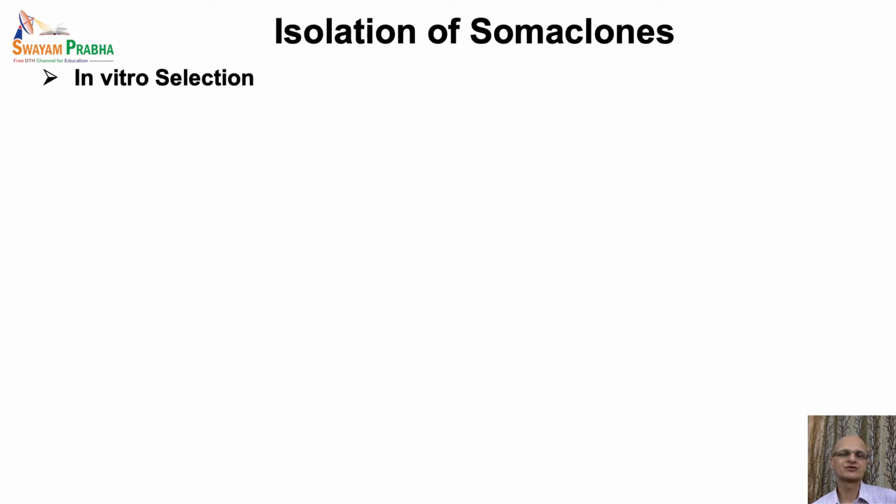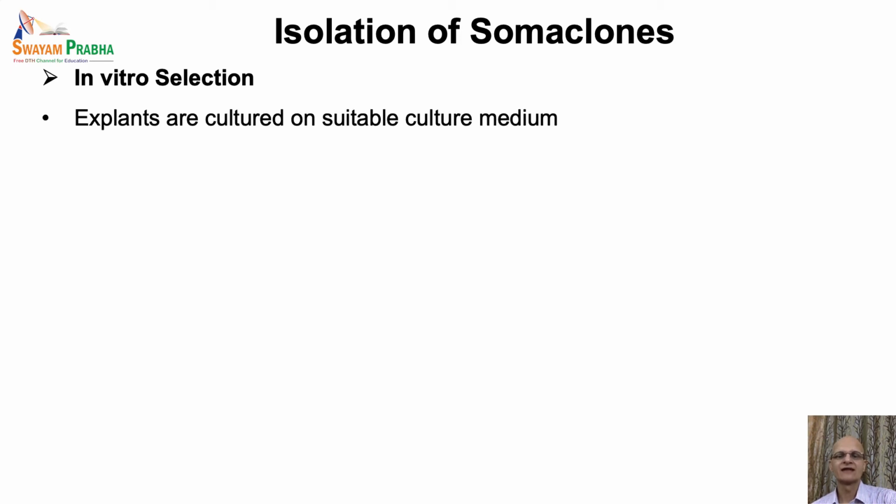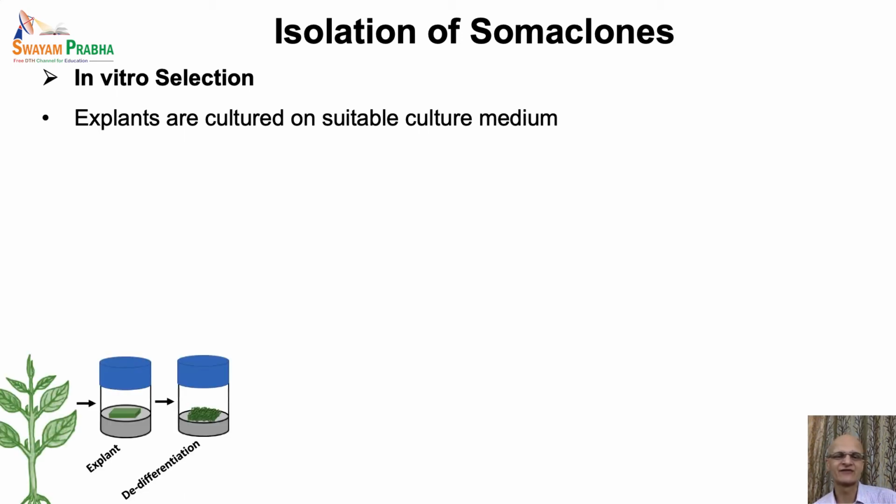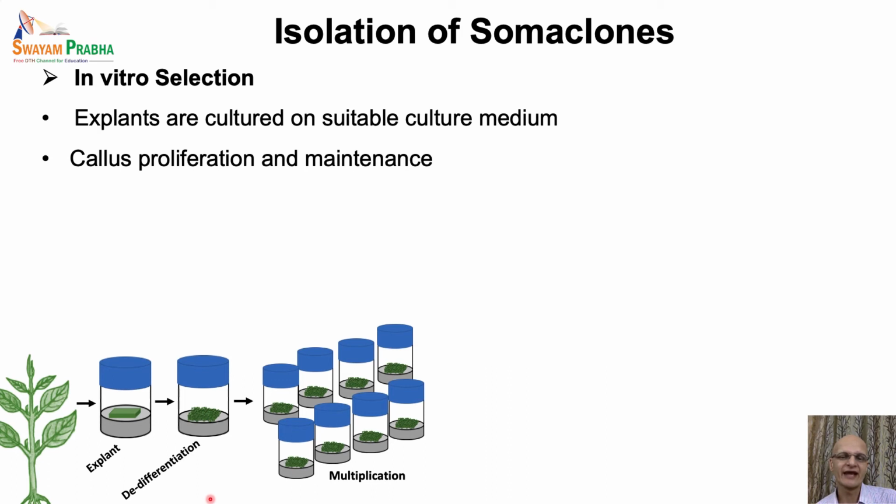Next is the in vitro selection. So basically in this case, the selection for the desired trait is performed in the in vitro culture stage. Like explants are cultured on suitable culture media and induced to differentiate. Once enough callus has formed, this callus may be fragmented into several smaller pieces and cultured separately in individual culture vessels. Basically, callus proliferation and maintenance is performed.